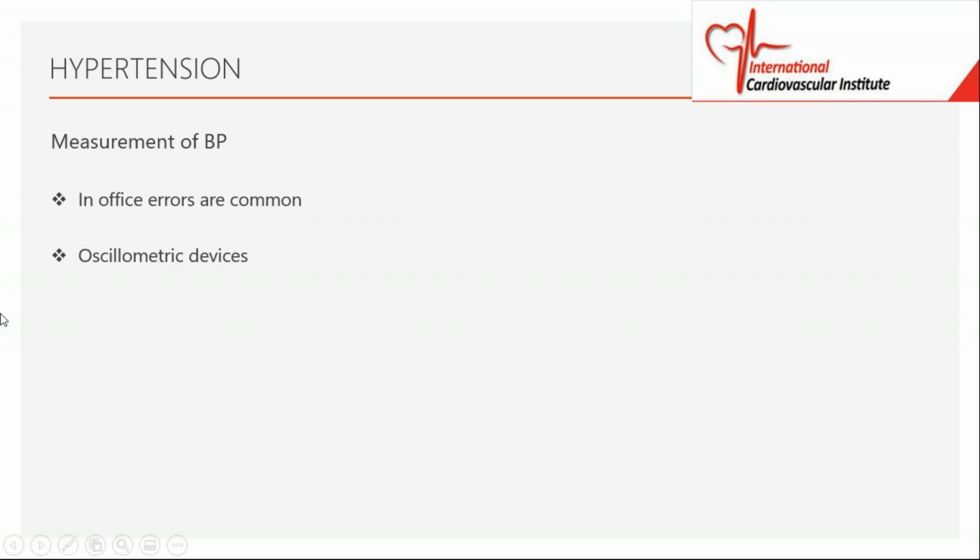Now, when we talk about blood pressure measurements, we talk about office blood pressure measurements and out of office. There's a lot of error in doing office blood pressure measurements, and we need to be aware of those so that we don't fall into those categories. So what we use is basically the oscillometric devices. We blow up a balloon, it occludes the blood vessel, and we gradually release the pressure and we measure the pressure. So this is what we do.